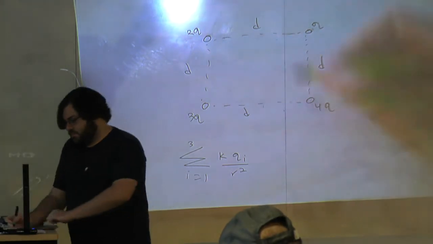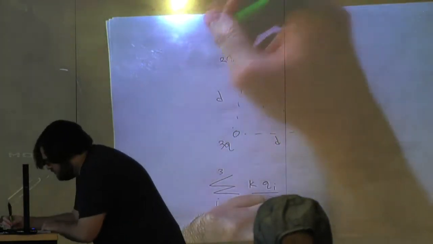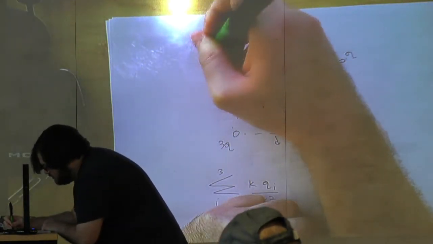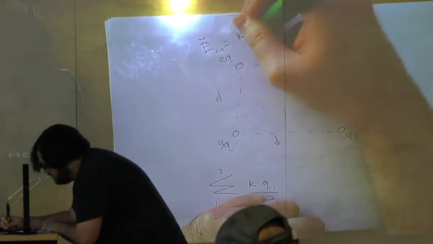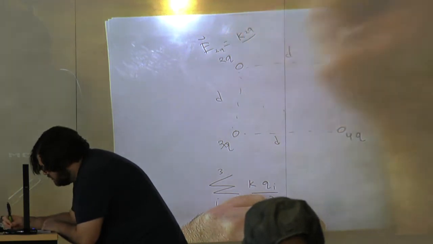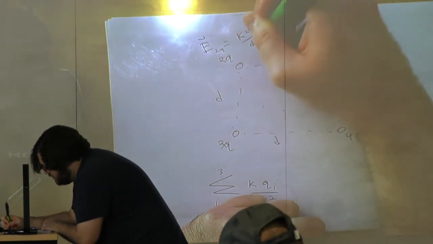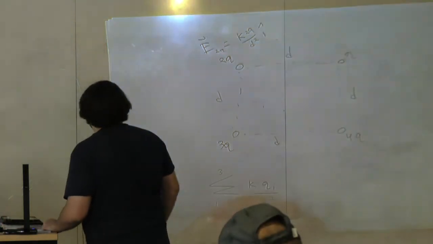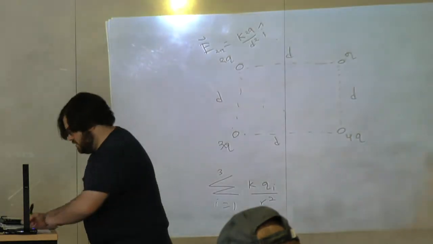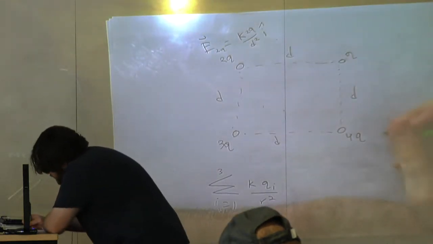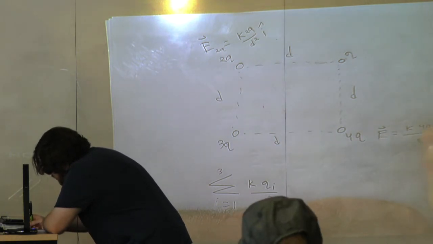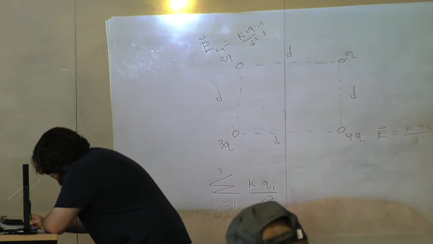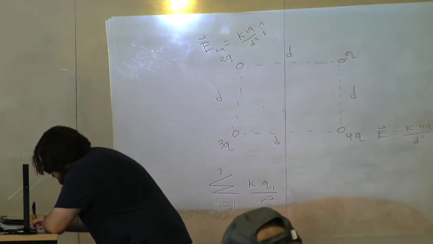So the field caused by this one, E2q, is equal to K2q over d squared, and it's going to be in the i direction. The field caused by this one is going to be K4q over d squared in the j direction.